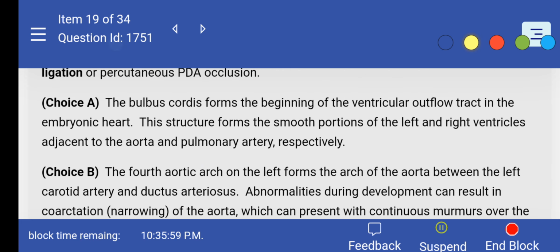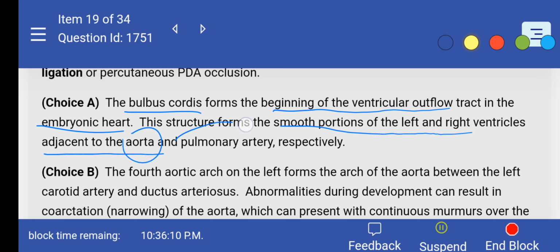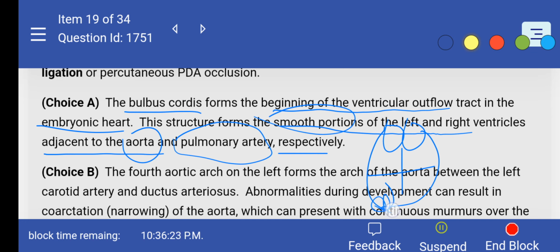Why not option A? The bulbus cordis forms the beginning of the ventricular outflow tract in the embryonic heart. The structure forms the smooth part of the left and right ventricles adjacent to the aorta and the pulmonary artery, respectively. Right? So they will form smooth portions. For example, let me draw this for you guys. Let's say over here the smooth part of the outflow tract, that is the pulmonary artery and the aorta, would be formed by this bulbus cordis, right?